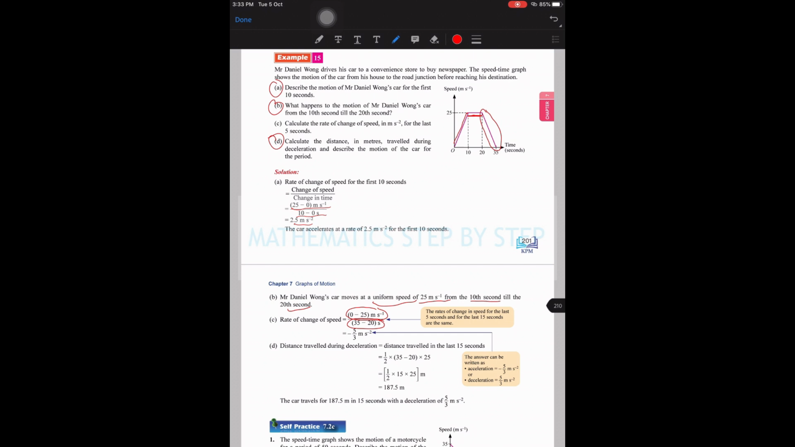So what we are going to do is find the area under the graph for this part, which is a triangle. Half times base, which is 15, times height, which is 25. So the answer is 187.5 meters. Describe the motion of the car. So the car travels 187.5 meters in 15 seconds with a deceleration of 5.3 meters per second.